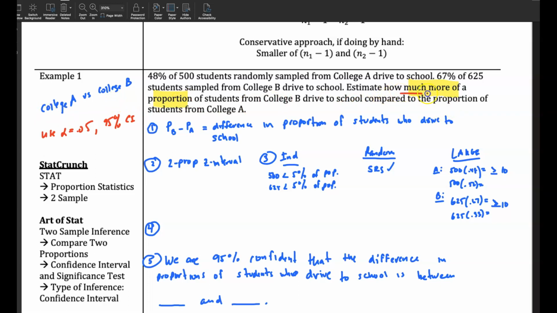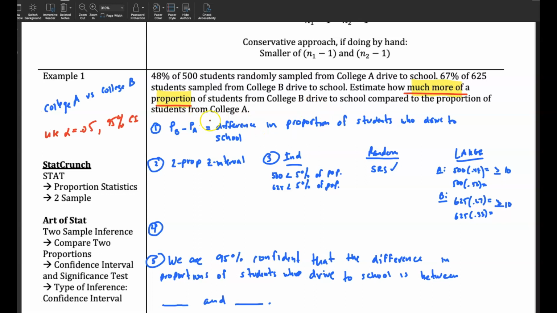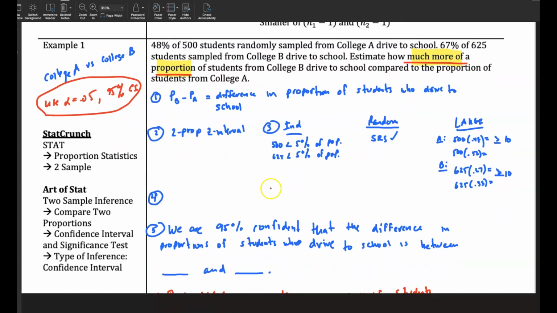And we want to estimate how much more of a proportion of students from college B drive compared to college A. So we're comparing these two, and we're going to do that through an interval. We want to estimate what that percent difference between them is. If we don't have given information, then we'll always use an alpha of 5% or 0.05, a significance level, and that means a 95% confidence interval.